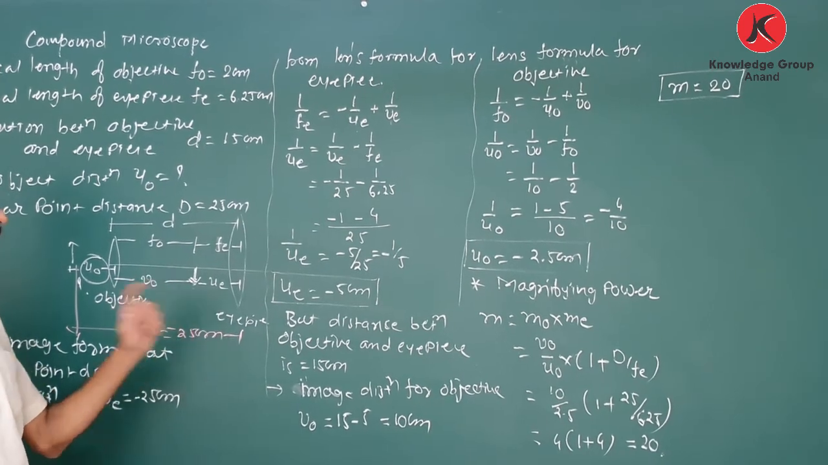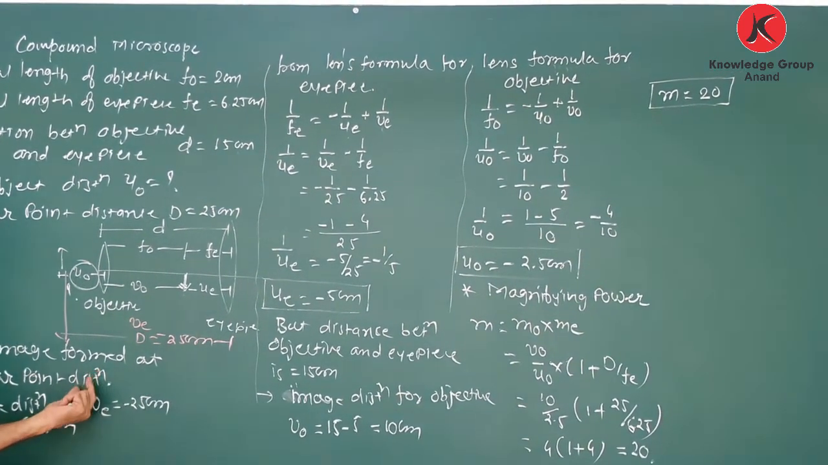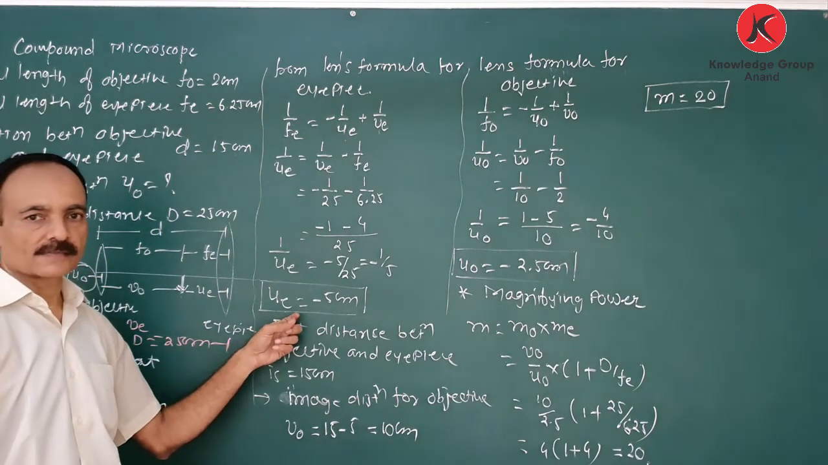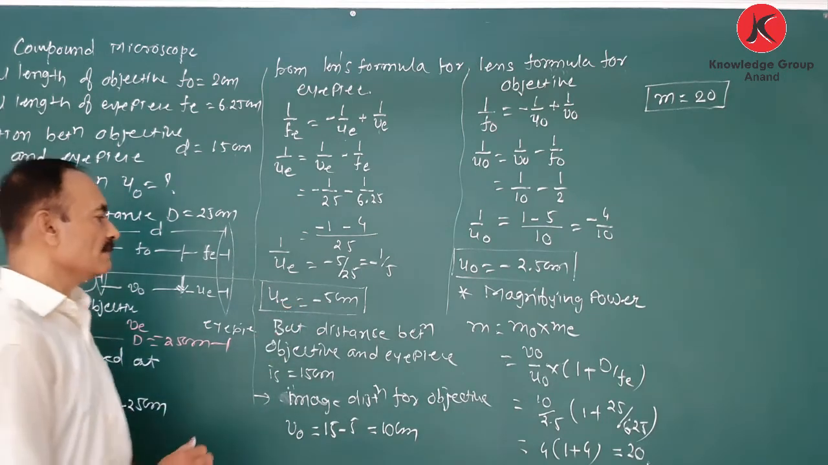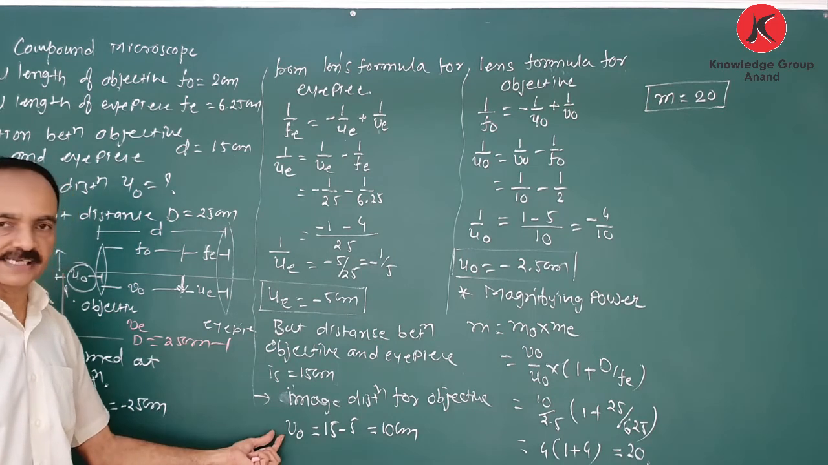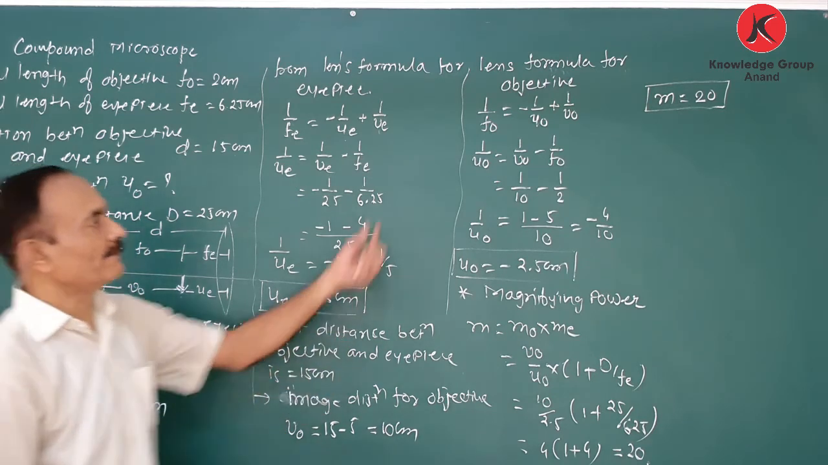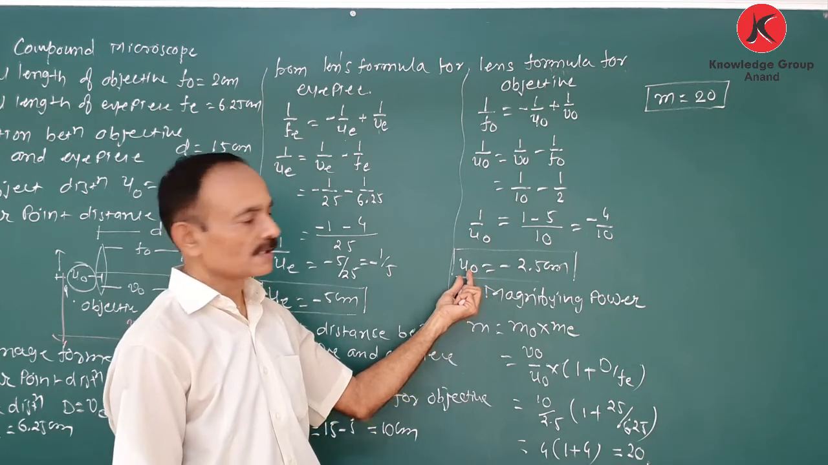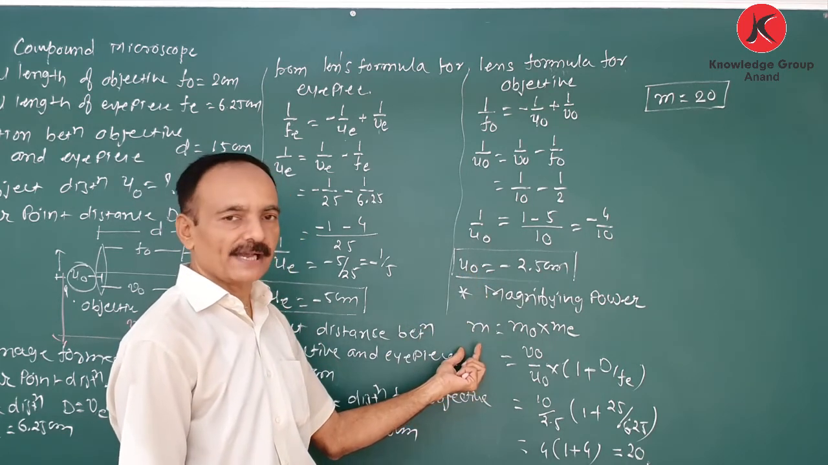Right? Now, second part, if the image is formed at infinite distance, in the same manner, first for the eyepiece, find out the UE. On the basis of the UE, we can find out the image distance for the objective V0 again. Again, apply the lens formula for the objective, find out the U0. And also find out the magnifying power.